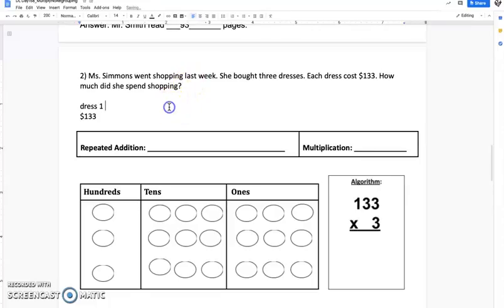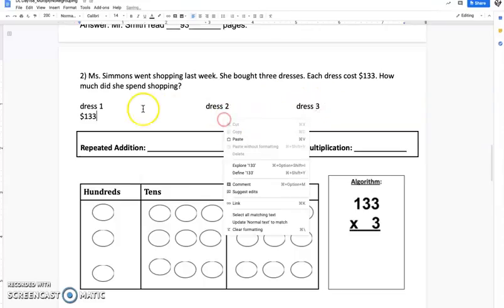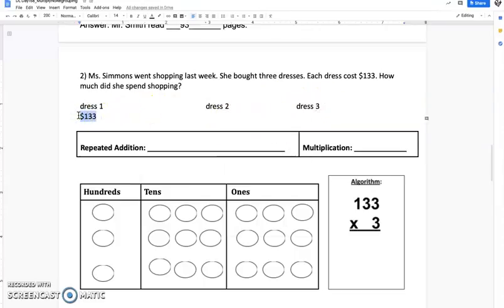And then dress number 2 was $133. And we know that dress number 3 was $133. So let me make that a representation. And we have all the information that we need to know right in front of our face.